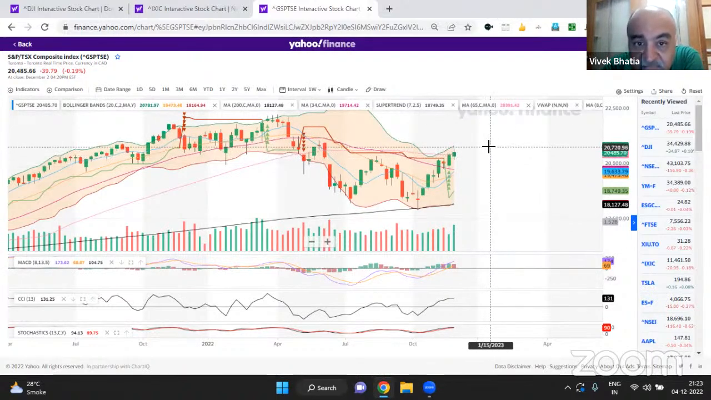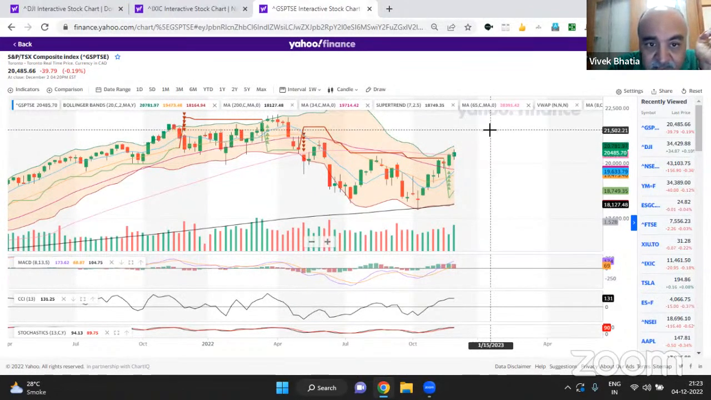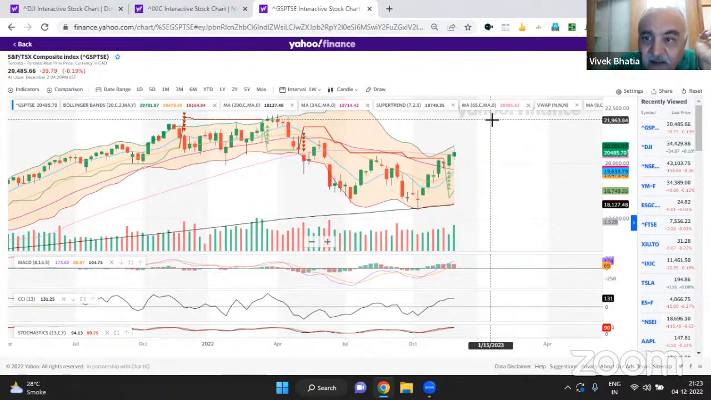What are the targets we are looking at? We are looking at 20,900. That's another about 400 points from now. Weekly targets 20,900. So possibly in the next 2 weeks, 20,900 should be touched. Long targets are clearly 21,600 here and 22,000 here.